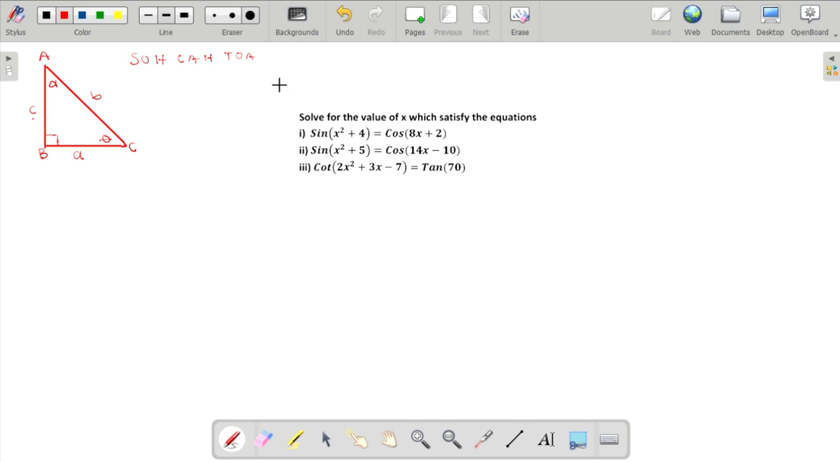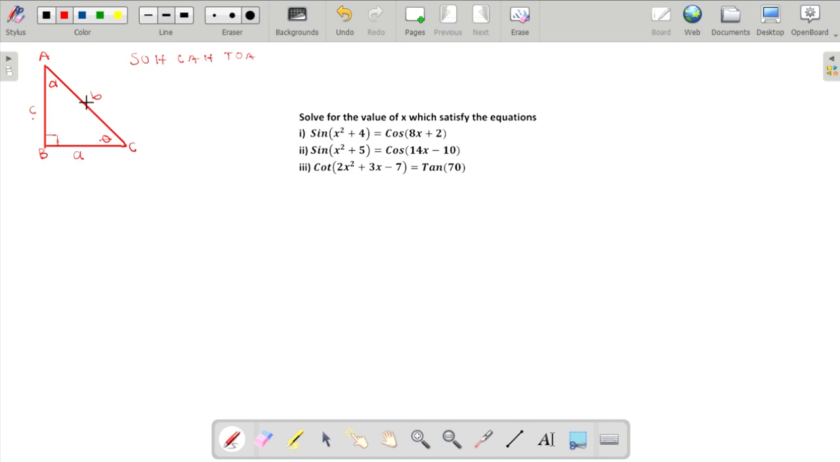In this virtual class, we'll be solving this problem and look at the best possible way to approach questions of this nature. For the value of x, we satisfy the equation sine of (x squared plus 4) equals cos of (8x plus 2). So we approach this using the simple trigonometric ratios from the right angle triangle.